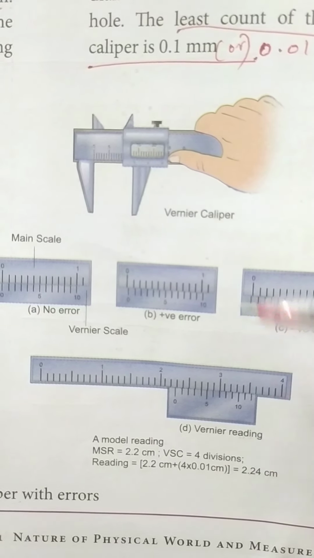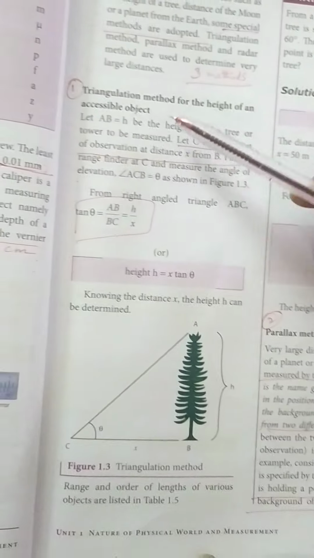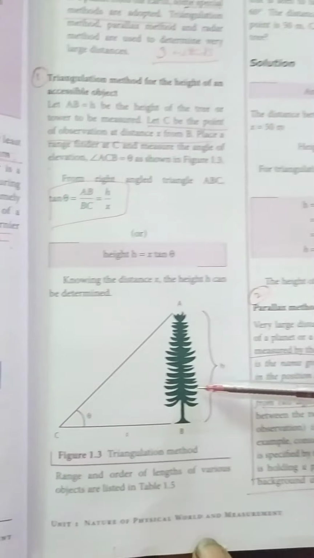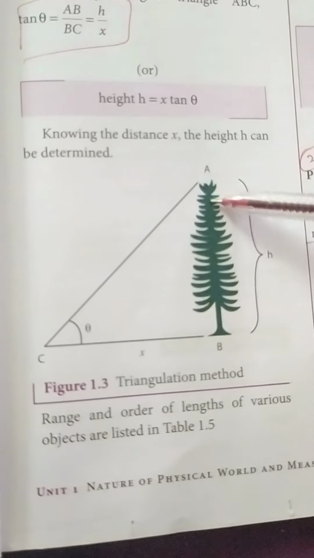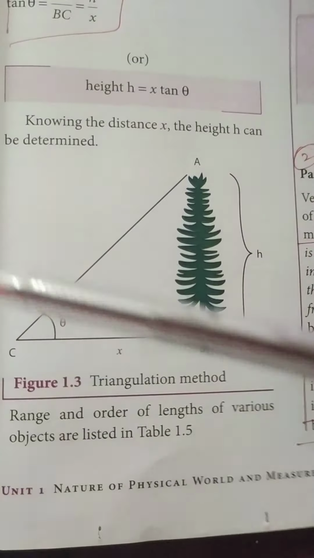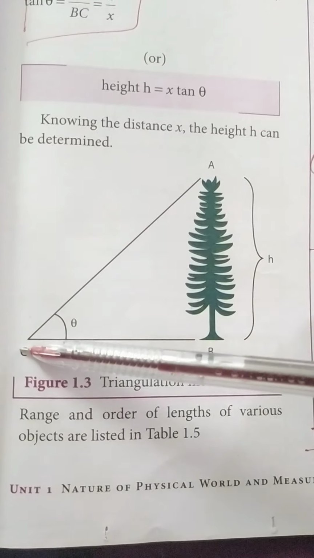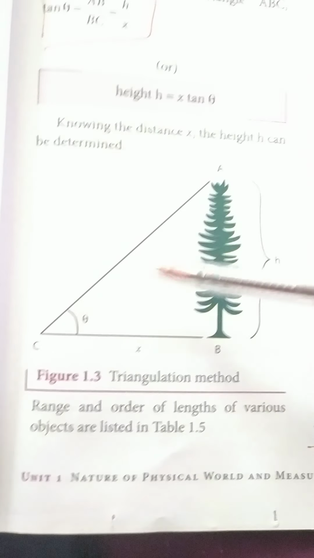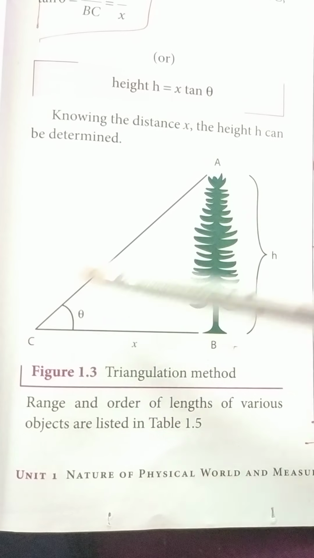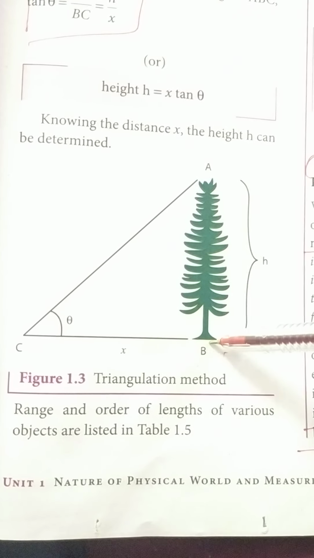And measurement of long distances. For large distances, three methods are adopted: triangulation method, parallax method, and radar method. These three methods can be used for finding very large distances. First, we shall see the triangulation method for finding the height of an accessible object. When you see this diagram, you have a tree, and the height of the tree is h, and C is the place where the observer is, and this distance is x, that is, the observer is at a distance x from the bottom of the tree.